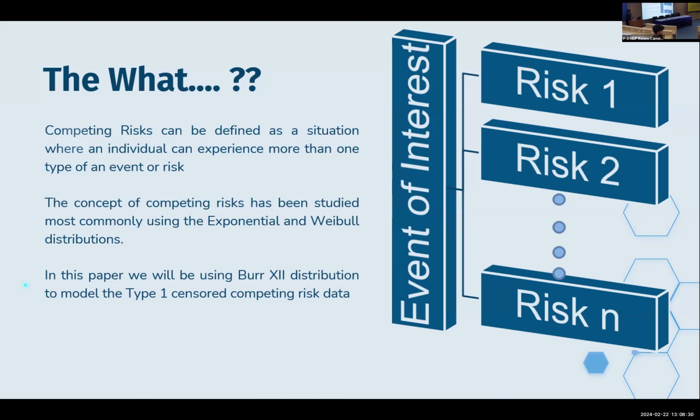Most commonly, competing risks have been studied using the exponential and Weibull distributions. In this paper, we'll be studying the competing risk model under the type 1 censored data using the Burr XII distribution.